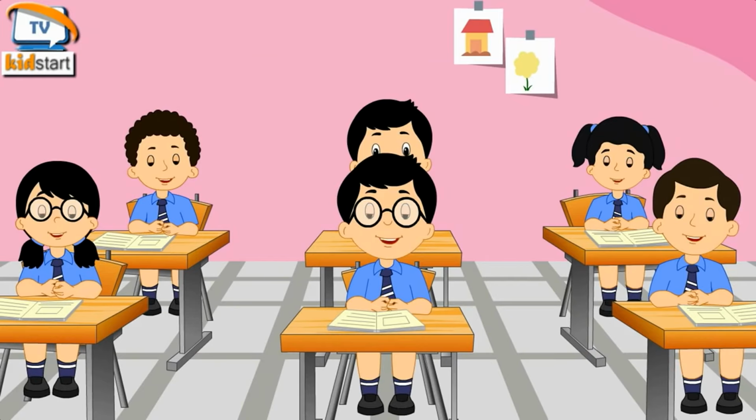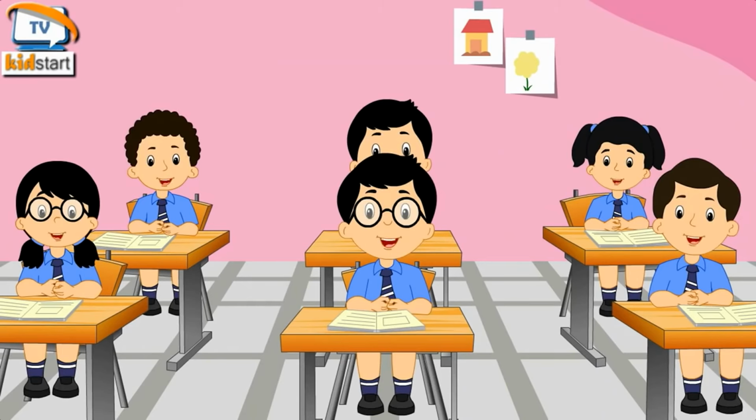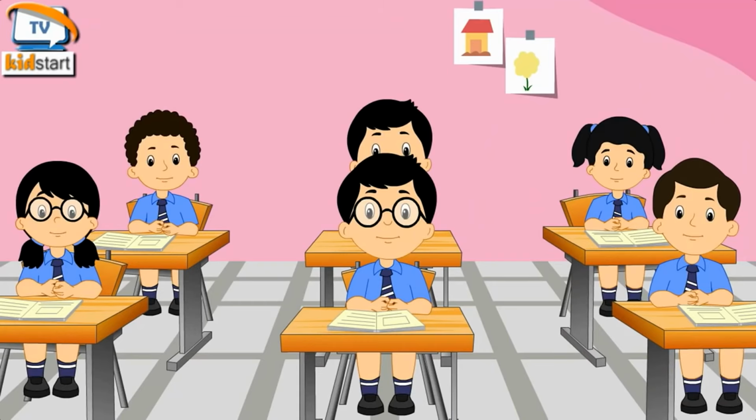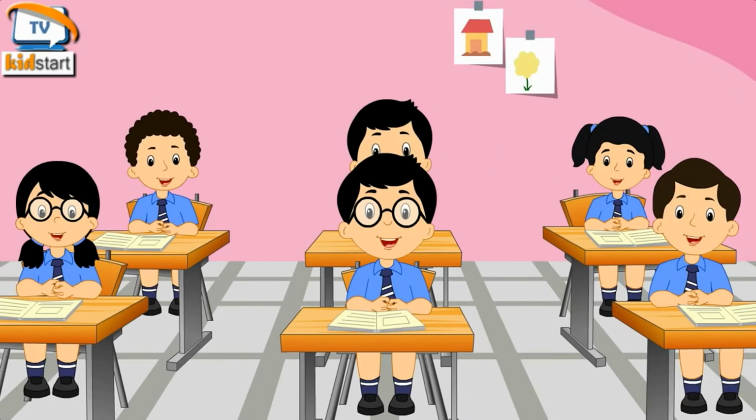14 sevens are 98. 14 eights are 112. 14 nines are 126. 14 tens are 140.